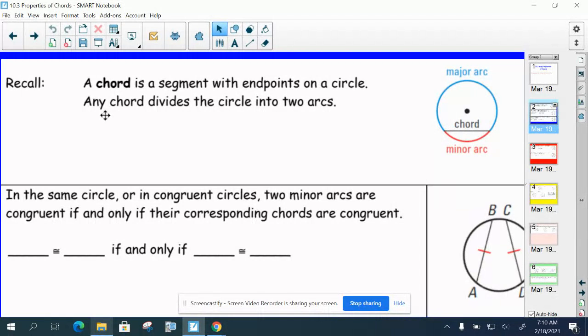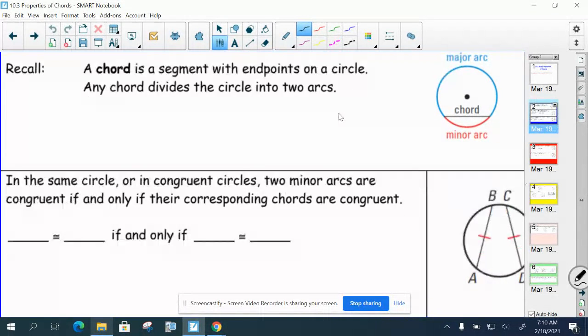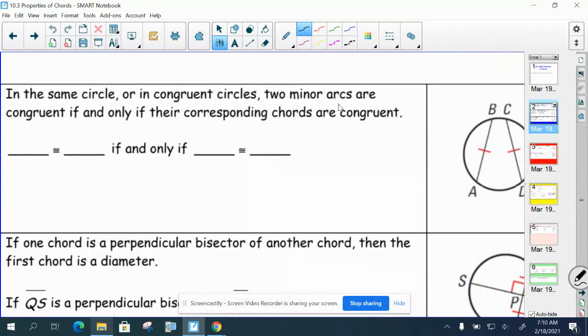Okay, so another thing about chords that we didn't really talk about yet is that a chord divides the circle into 2 arcs. If the chord is the diameter, then it'll just intersect it with 2 semicircles. But other than that, a chord will always make a minor arc and then a major arc. So that's going to be important as we discuss these next 4 concepts.